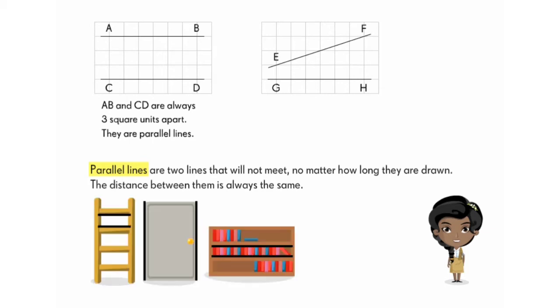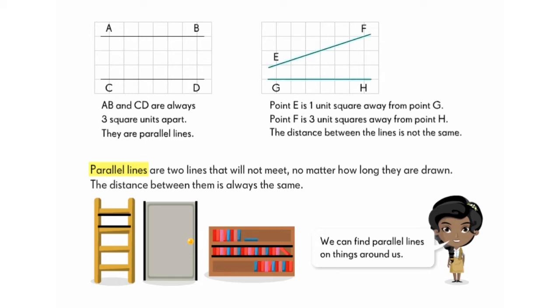Here are some examples of parallel lines found on objects around us. We can find parallel lines on things around us. What about the second set of lines? Point E is 1 unit square away from point G. Point F is 3 unit squares away from point H. The distance between the lines is not the same. So these two lines are not parallel lines.